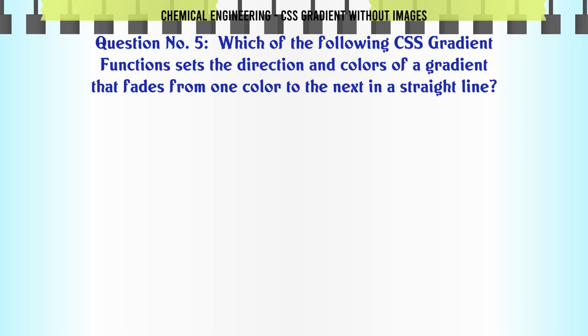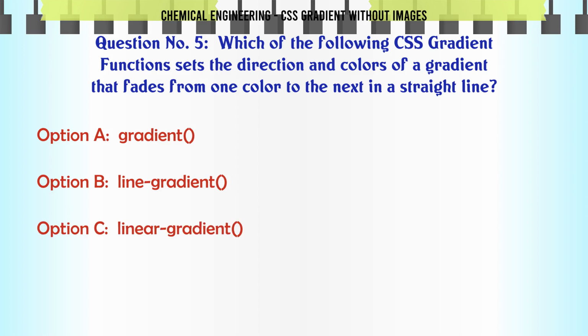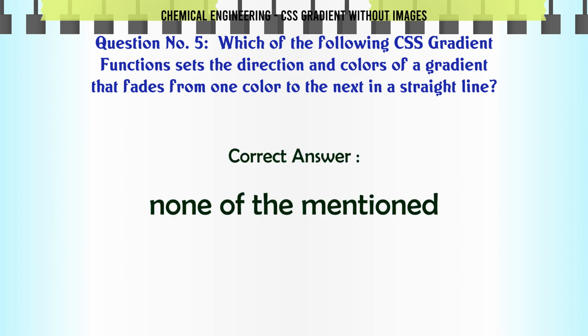Which of the following CSS gradient functions sets the direction and colors of a gradient that fades from one color to the next in a straight line? A. Gradient. B. Line gradient. C. Linear gradient. D. None of the mentioned. The correct answer is none of the mentioned.